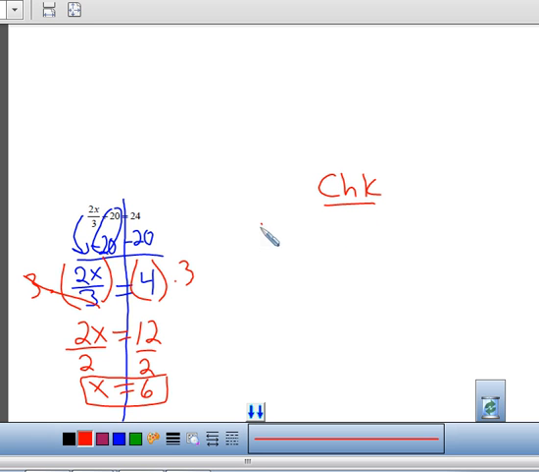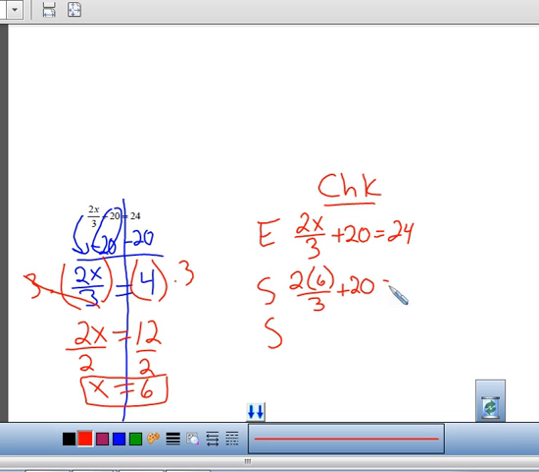Okay, so E, rewrite the original equation. S, substitute. So I'm going to plug in my answer. And then we solve. So 2 times 6 is 12. Now what's nice is the check helps you to make sure you've done everything correctly.